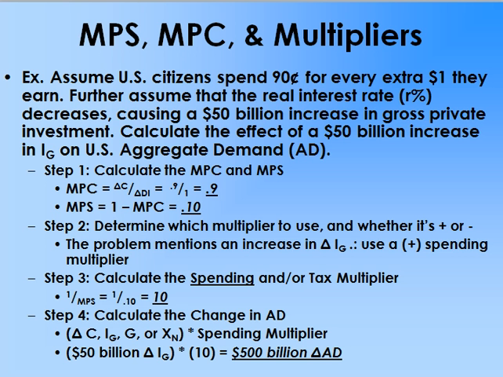So we have to figure out which multiplier to use, whether it's positive or negative. We go back to the problem, and it mentions an increase in gross private investment, so therefore we're going to use a positive spending multiplier. So we do 1 divided by MPS, which is 1 divided by 0.1, which gives us 10. And then we calculate the change in aggregate demand. So we take the change in gross private investment, which the problem told us was $50 billion. We multiply it times 10, and that gives us a $500 billion change in aggregate demand.